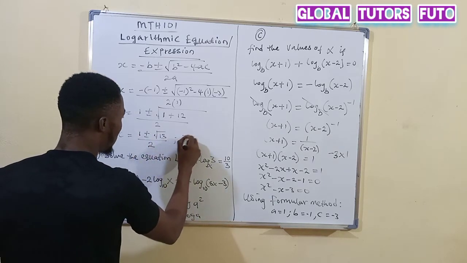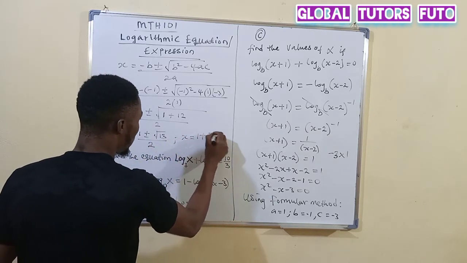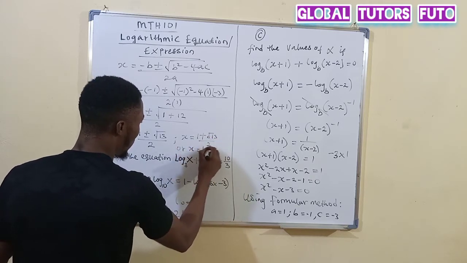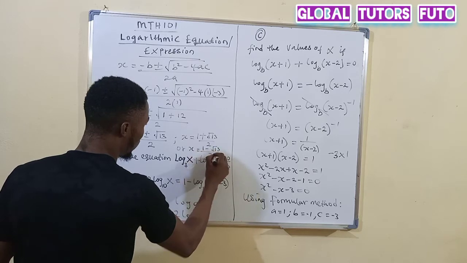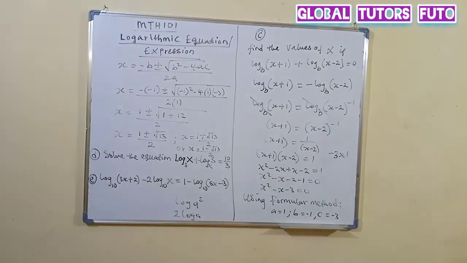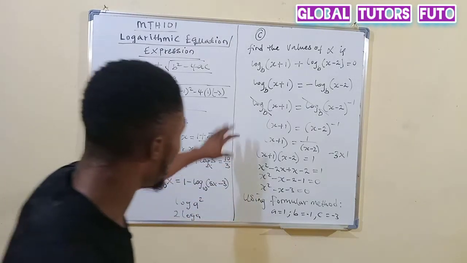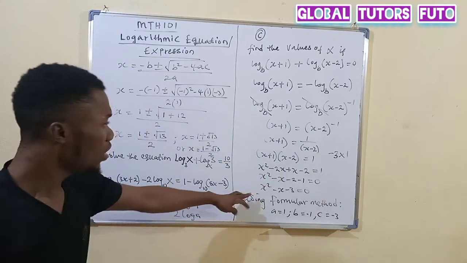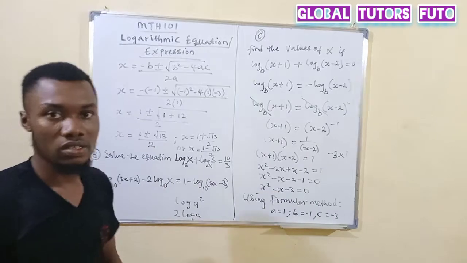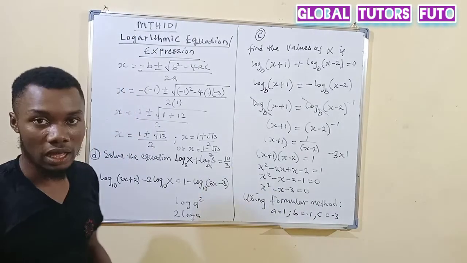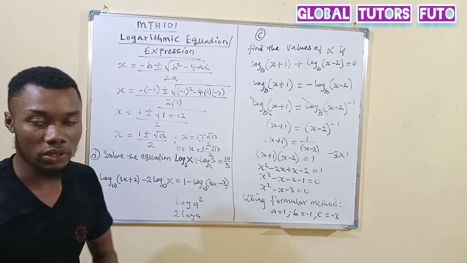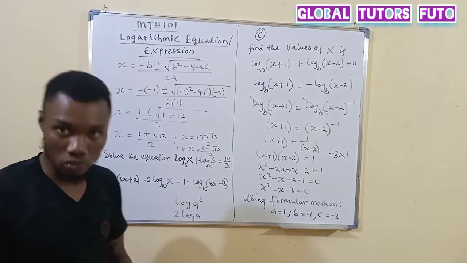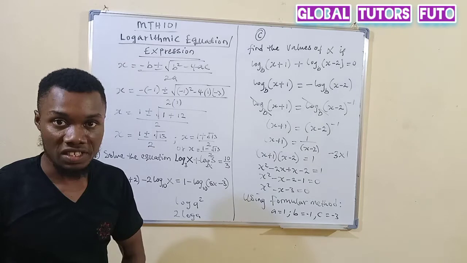So this implies that x is equal to 1 plus square root of 13 over 2, or x is equal to 1 minus square root of 13 over 2. These are the possible values of x. Don't forget what we did. Once we got to this point, we found that we cannot factorize this, but rather we can make use of the formula method. We can still use the completing the square method. Don't forget what we did in secondary school. This is exactly what you know. Just follow it the way it is.